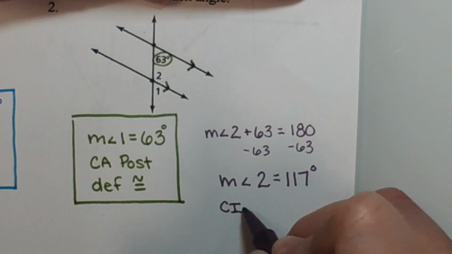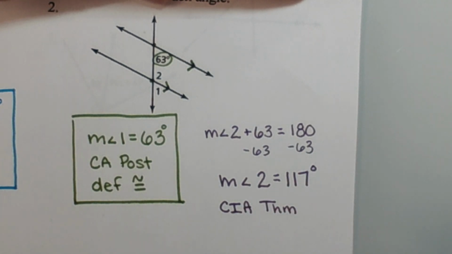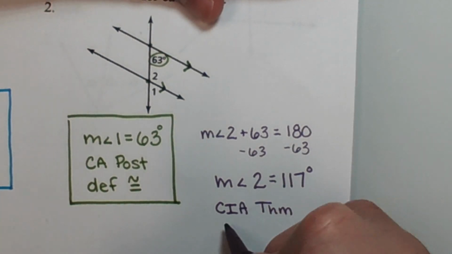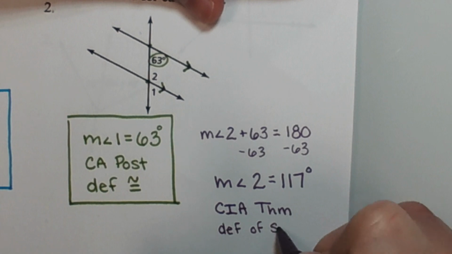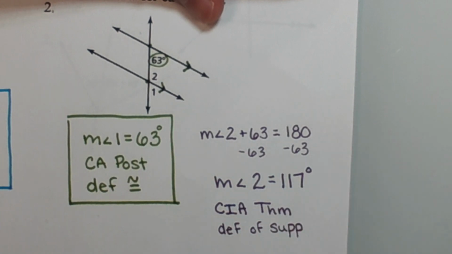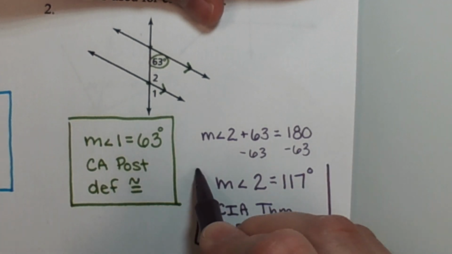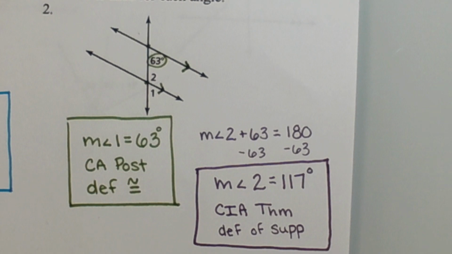And that was because they were consecutive interior angles. So we used the consecutive interior angle theorem. And that theorem told us they were supplementary. How did we know what supplementary meant? The definition of supplementary. We did not use definition of congruence here. Definition of congruent only comes out when we're told things are congruent. Definition of supplementary comes out when we're told things are supplementary.